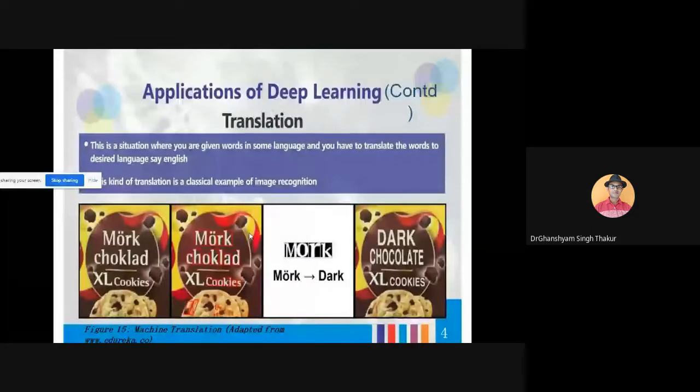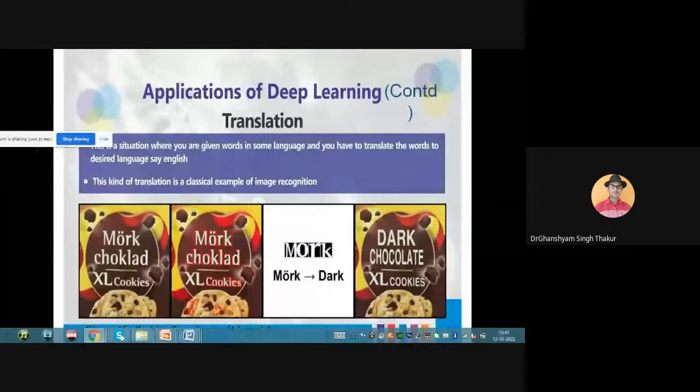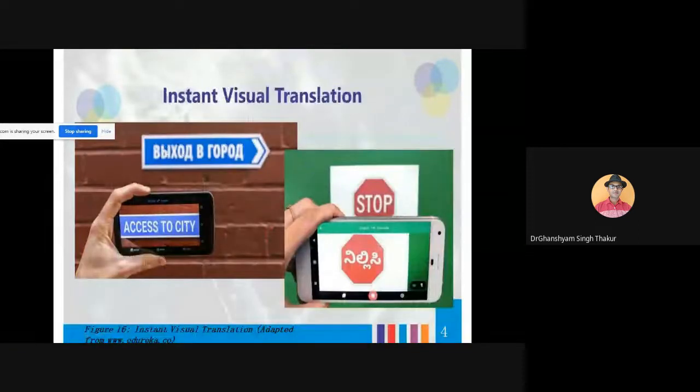This is a situation where you are given a word in some language, and you have to translate the word into the desired language, say English. So another application is already included in your smartphone. Translation is a very important application already given in your smartphone. This kind of translation is a classical example of image recognition. Another instance is visual translation, so you can easily get instant visual translation in your desired language.